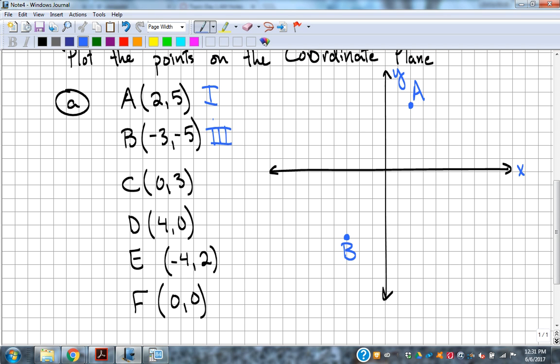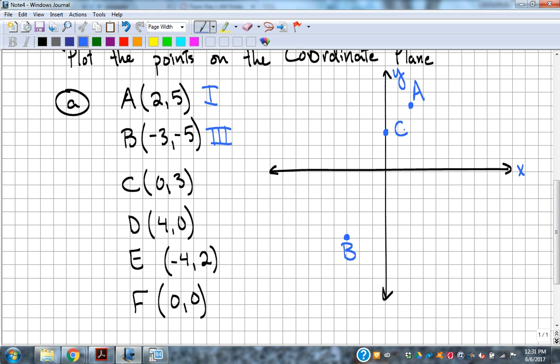Okay. And then I'm going to plot point C. It's at 0, 3. So I'm going to start here in the middle. And it says the X value is 0. So I'm not going to move at all left or right. But then I'm going +3 in the Y direction. So I go up here to 3. And I put a C. Where is that at?